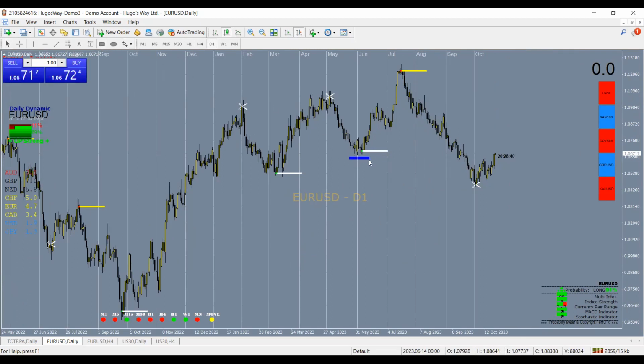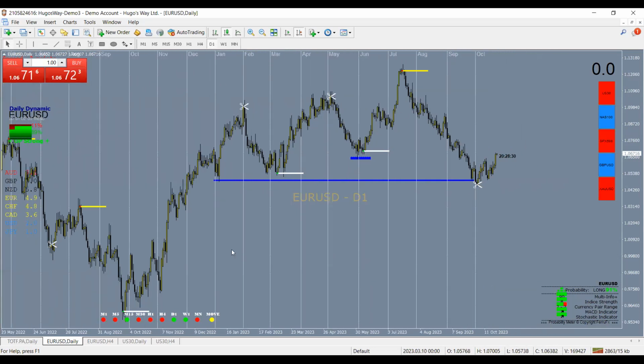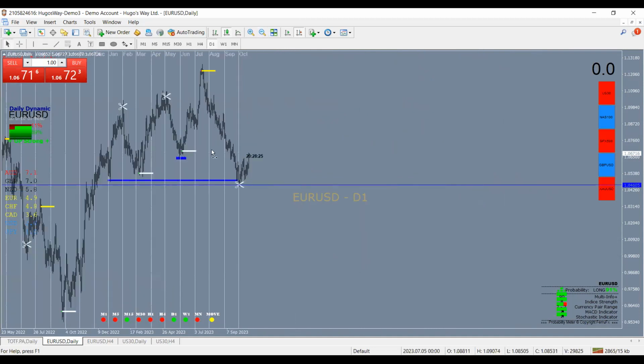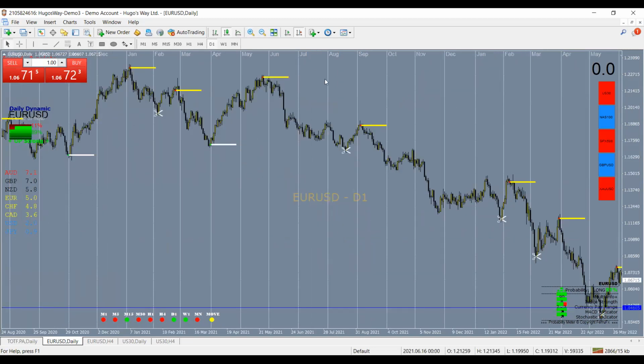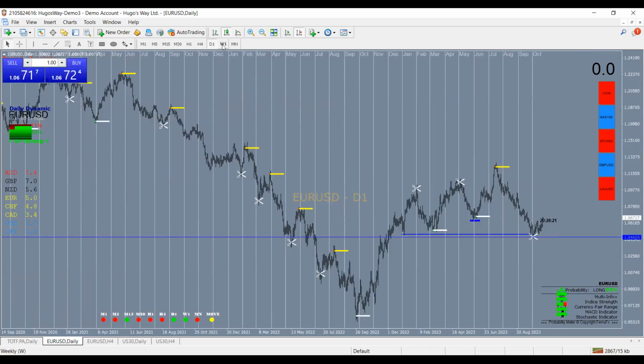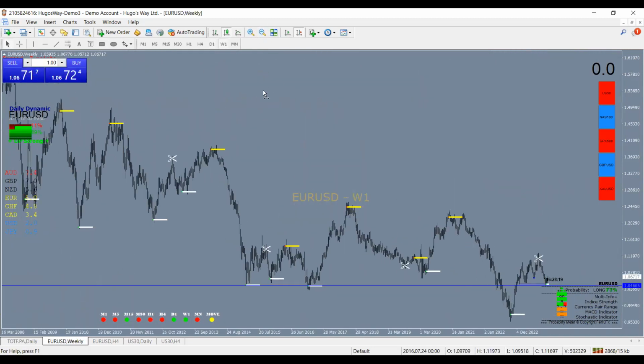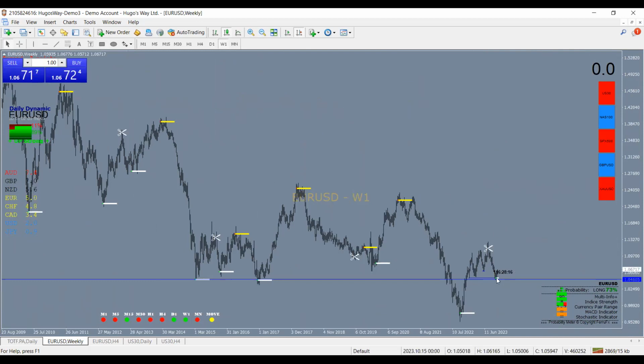Liquidity was taken here, liquidity was taken here. So this pushed all the way down, stopping out all these buyers, and then we ran into an area of support. If I draw a line here and zoom out, actually, I can't even zoom out. Let's go to the weekly so you can see it. See how we ran into support? Look, white lines, white lines. We ran right into support.